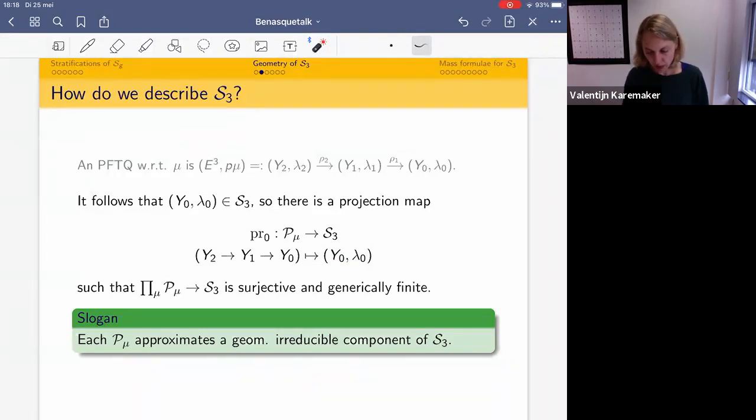I should also remark that P mu is in a sense independent of the mu that we choose, because there's only one isomorphism class of P divisible groups for E cubed. Right, but now we've translated our problem of understanding the geometry of S3 to understanding that of P mu. So what can we say about this P mu?